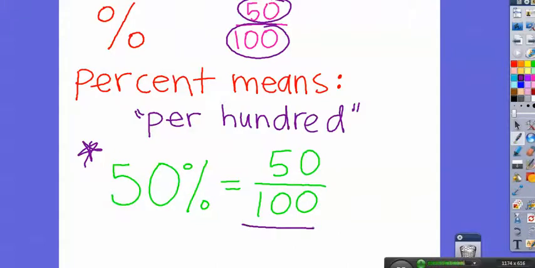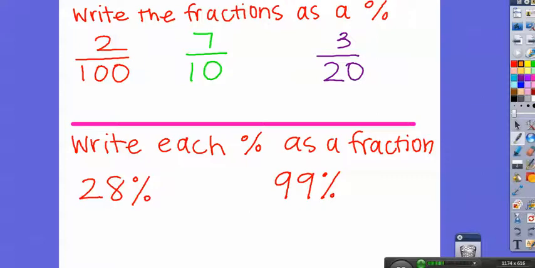So the main thing that I want you to remember is make sure that your denominator is 100, and whatever is on top, that's what the percent is going to be. So once you get your denominator to be 100, your top number is the percent. All you need to do is add a percent sign. So let's do a few quick examples.